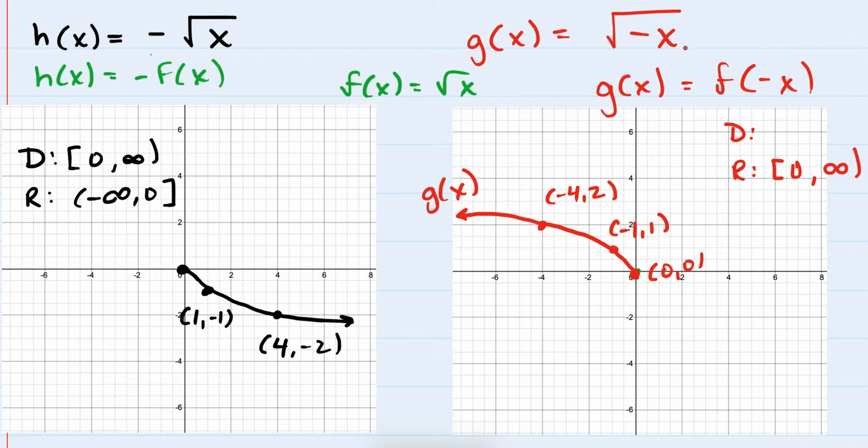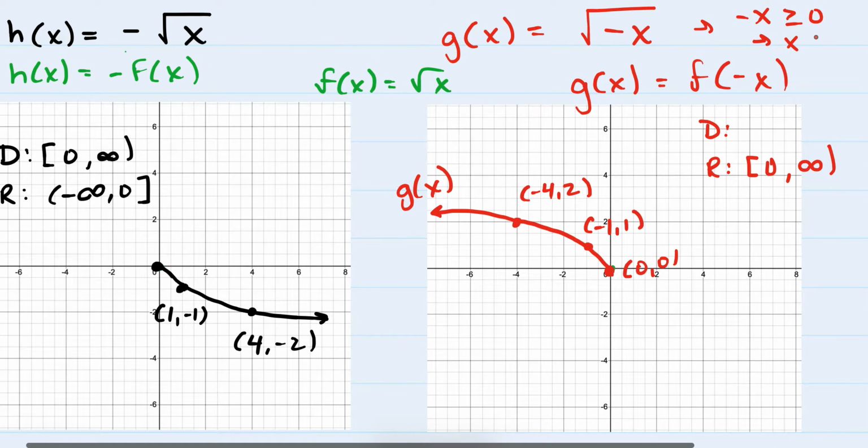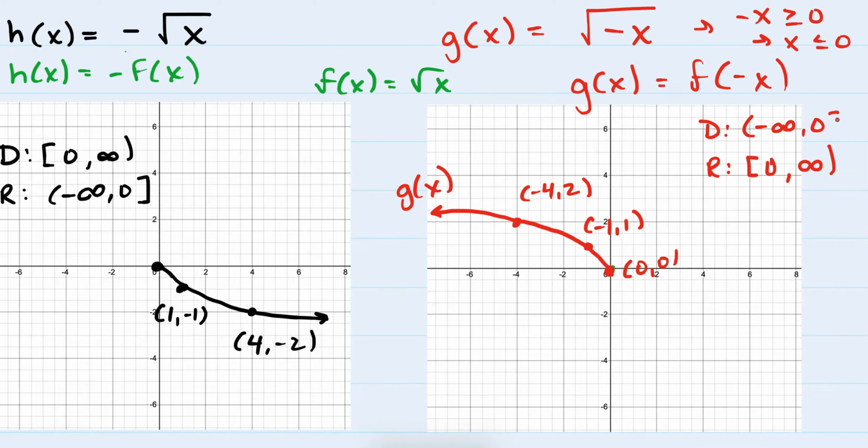This negative on the inside changes the domain. Notice that the domain here, well, remember with square roots, whatever's underneath the root has to be greater than or equal to 0. So I have negative x is greater than or equal to 0, which tells me if I multiply both sides by a negative 1, it switches the sign, and x has to be less than or equal to 0. So the domain is negative infinity to 0.